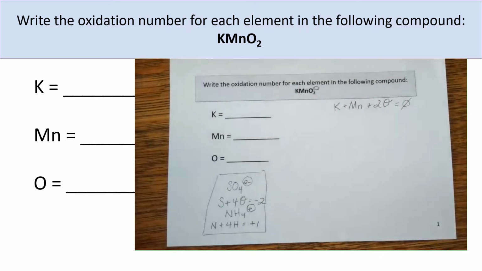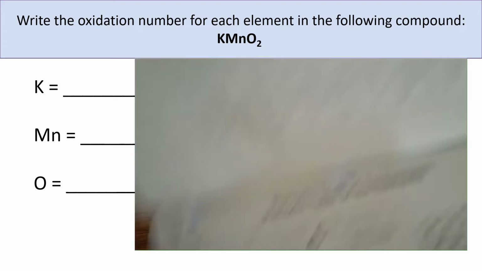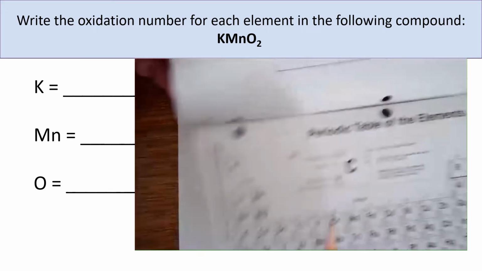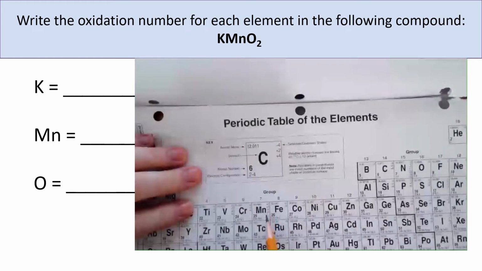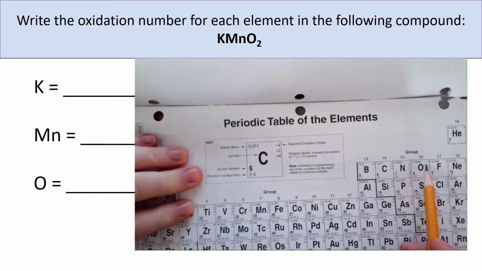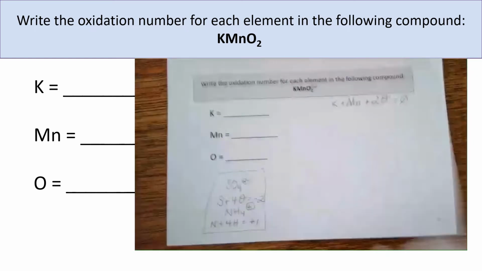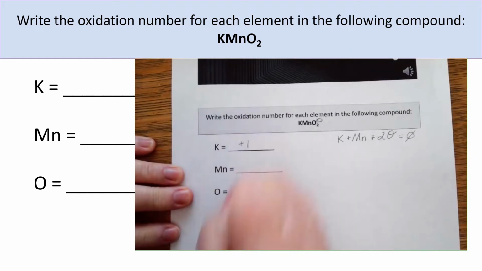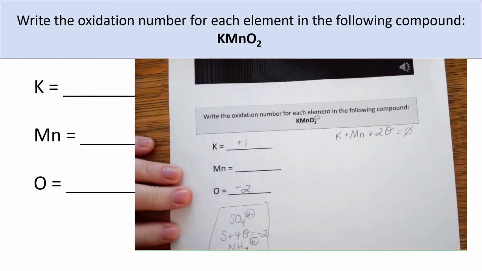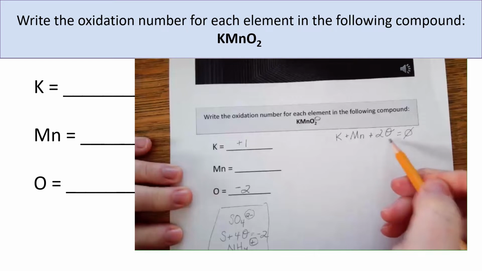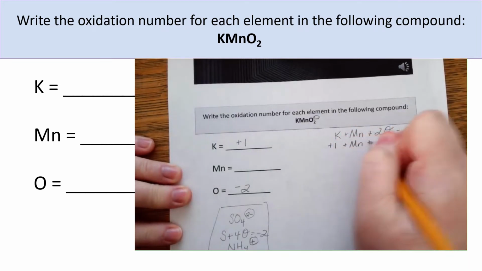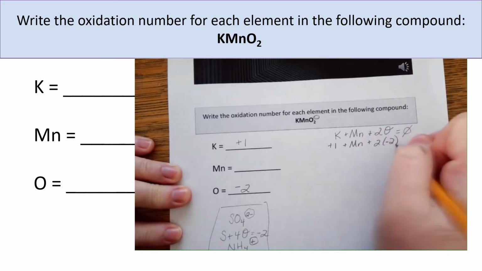Now I go to the periodic table and I start looking them up. Oxidation number for K, easy peasy, +1. Oxidation number for Mn, giant list. O, 2 negative. So here I already know K is +1, O is -2. Plug them in: +1 plus Mn plus 2 times -2 equals 0.